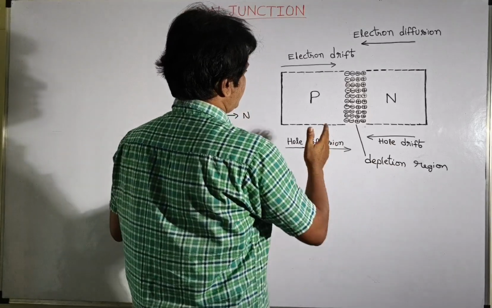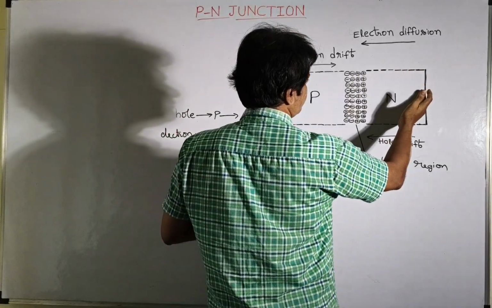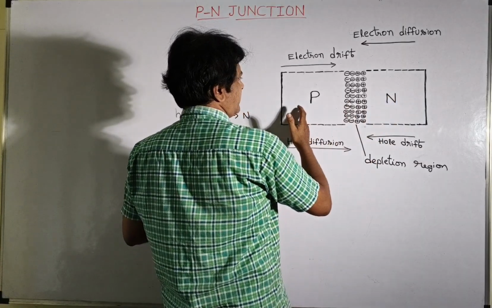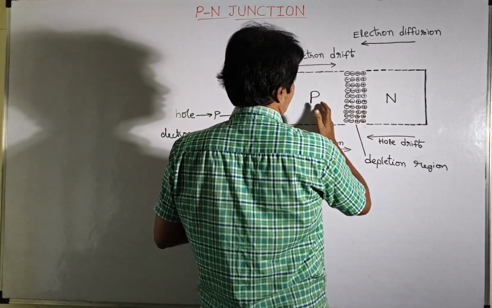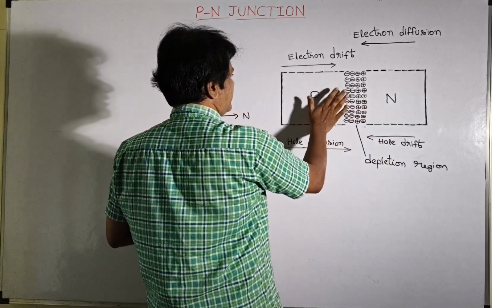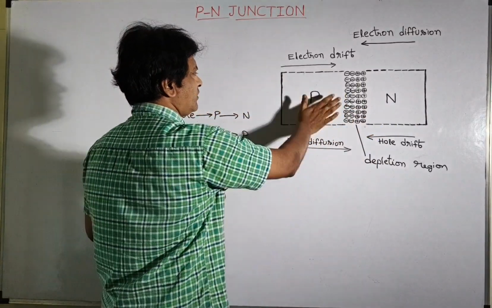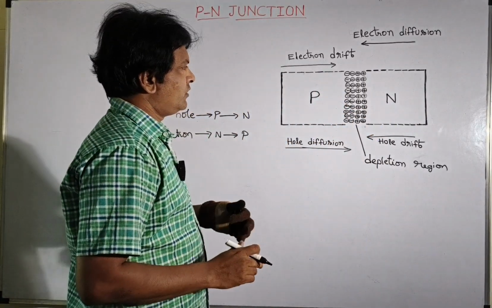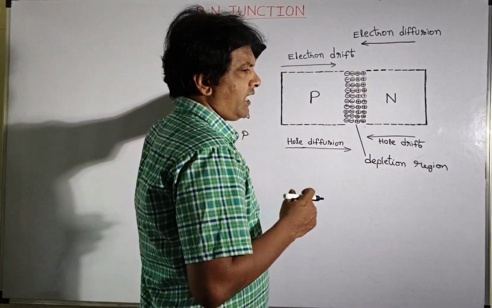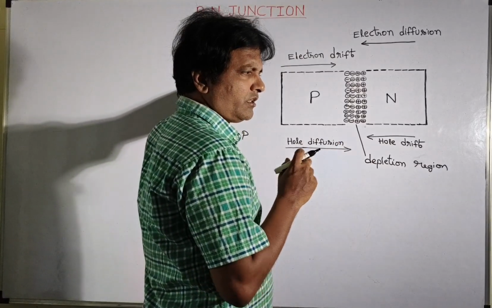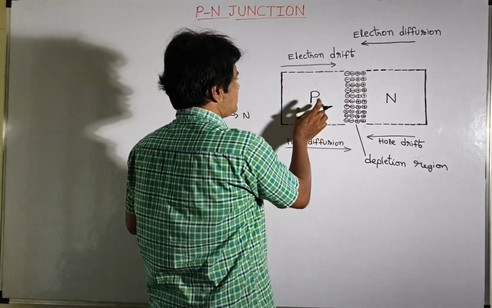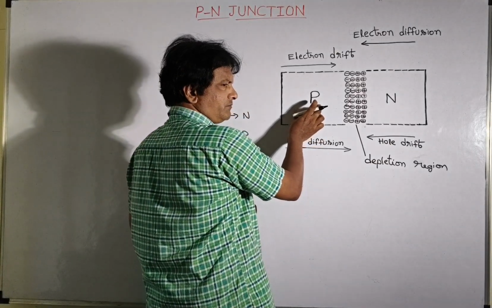In the same way, the holes will move to the other side, the N side. Then the hole concentration will slowly come down here and increase there, and a negative charge will accumulate on the P side. That negative charge is called an ionized acceptor. The acceptor is a hole and the electron is a donor, if you consider it that way, so ionized acceptor.